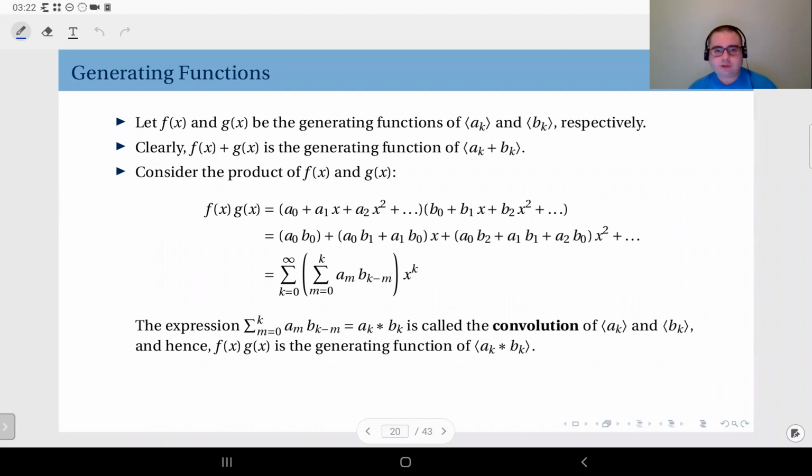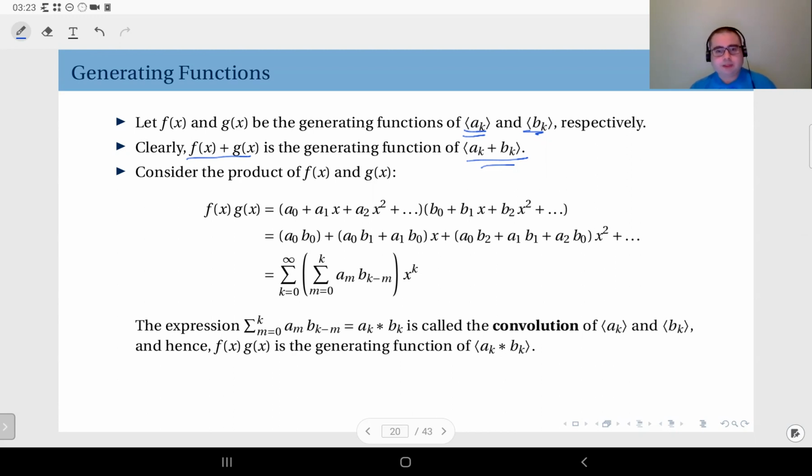If f and g are generating functions of, let's say, two sequences a sub k and b sub k, in this case their sum as a generating function corresponds to the sequence where the terms of a sub k and b sub k are added. That's simple, because the coefficients of each term correspond to the values in the sequence. So when you add the two functions, the coefficients are all added up, which in turn corresponds to the addition of these two sequences.